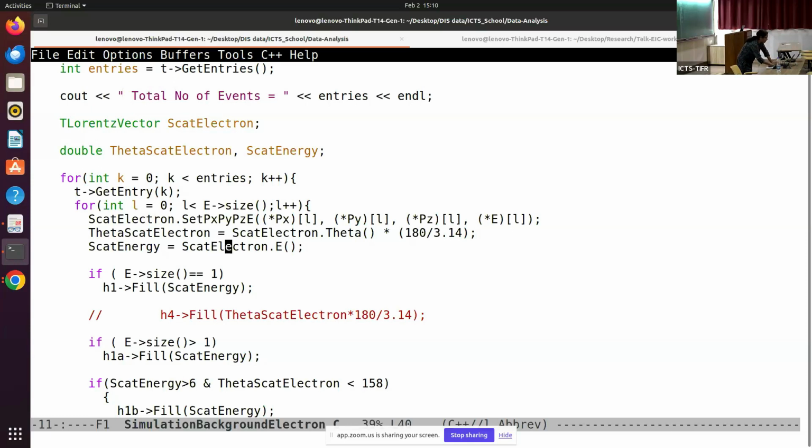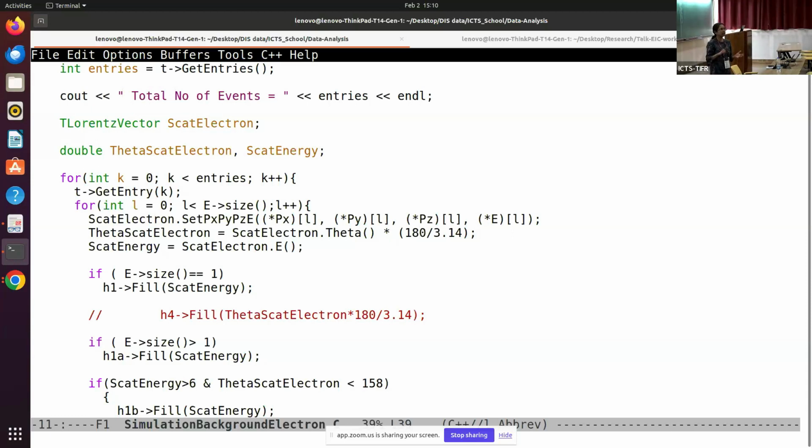Now I am asking: give me that .E. What is the energy information? I just have to write .E and it will give me the information. If I have to get theta, it is .Theta. See, I have written .Theta, and you can understand what this factor is, 180 by 3.14.